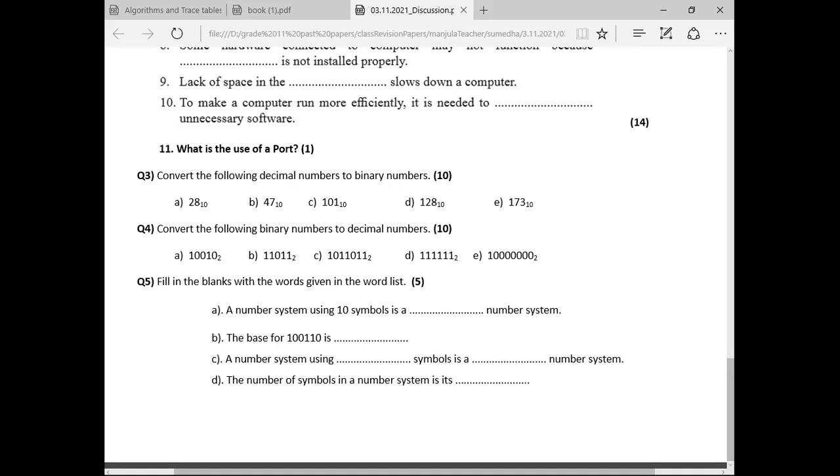Yenuka, can you hear me? Malindu. Yes. Yes. Yeah, Adams, can you see the screen? The question number 3 and 4. Can you see it? Yes. Okay.